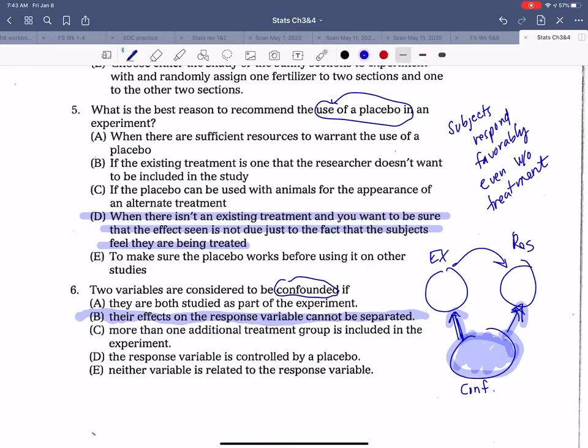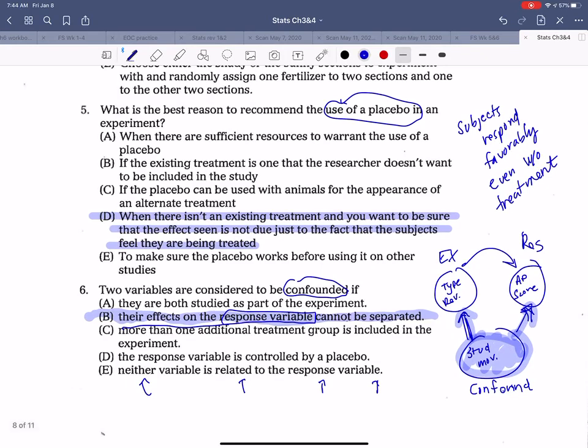It can't be E because we're noticing that there seems to be a relationship between all 3 of these. The confounding is somehow muddying up the waters here. So we talk about this in our notes, that student motivation could be affecting what type of review they choose, and student motivation could also affect their score. So their effects on the response variable can't be separated. We can't separate whether it's the review or the student's motivation that's affecting the AP score.